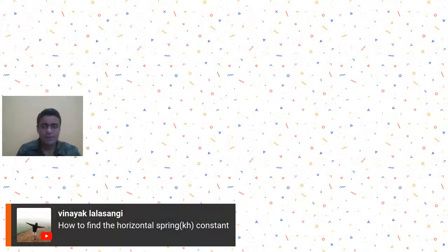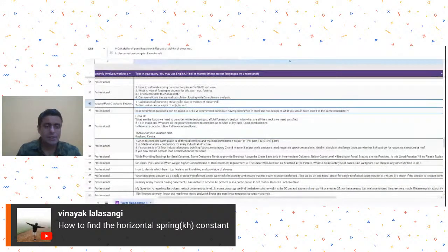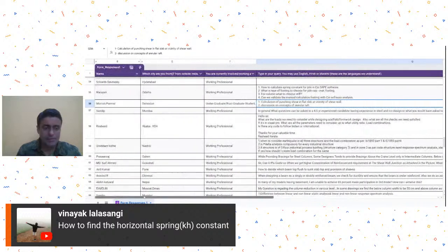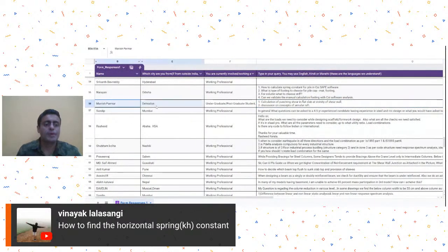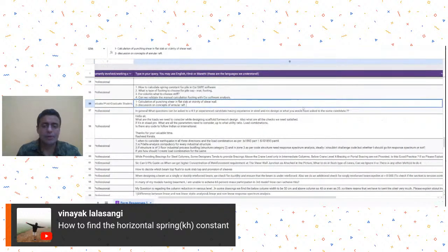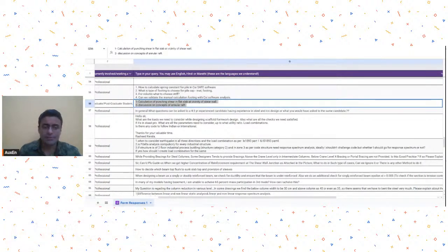Now I go to the second set of questions that were asked. So Mr. Manish Parmar, he's from Dehradun and he's a postgraduate student. He is asking how to calculate the punching shear in flat slab at the vicinity of shear wall. So usually what happens, and if you are using SAFE, you will know this problem, that SAFE does not give you the punching shear stresses for shear walls, isn't it? How many of you know this? Nobody knows?